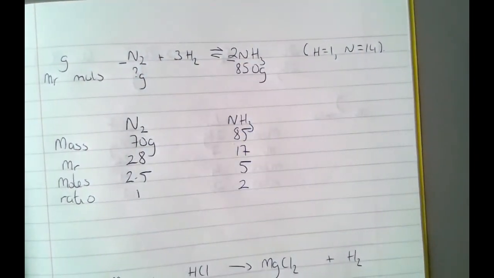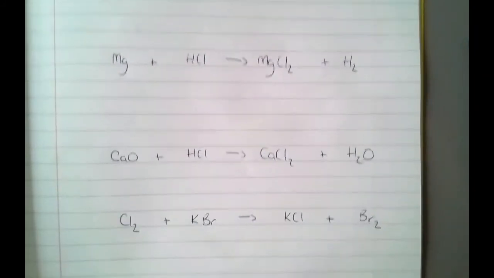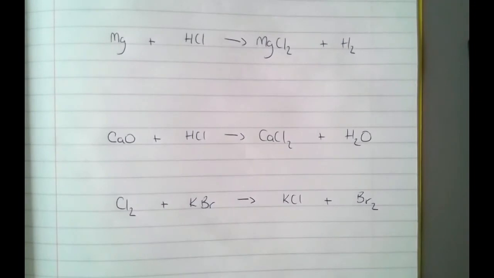So those questions are done exactly the same way. Don't be put off by the words minimum or maximum or even an arrow that you're not used to. It doesn't affect how you do the question. The last few things I asked you to do is just balancing equations. We looked at this last week, so I'll just balance a few more for you.